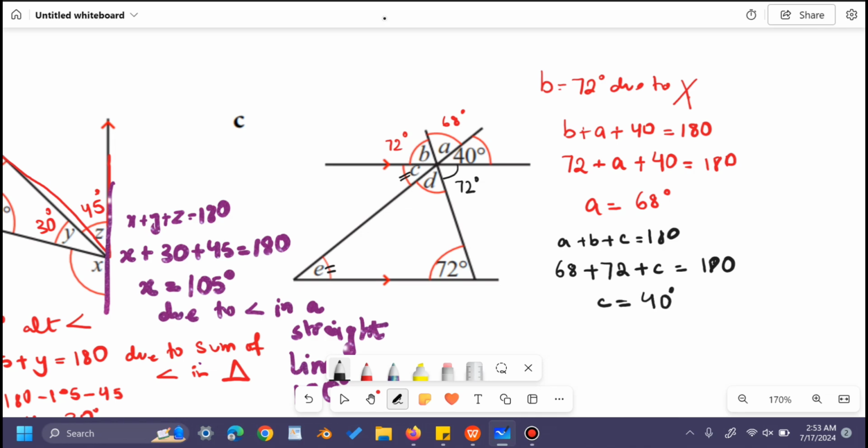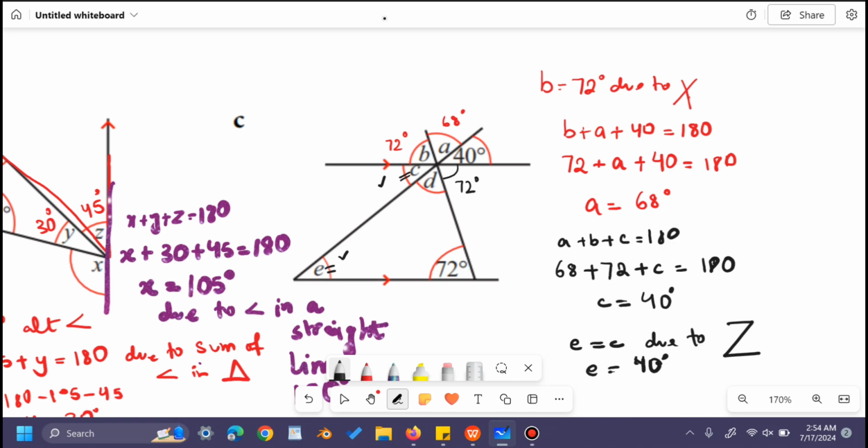And due to c, we got to know that e is also equal to c due to alternate angles. I'm going to write Z because Z basically represents alternate angles. So e is also going to be 40 degrees. Okay. Now we have found c, which is 40 degrees, e, which is 40 degrees. We just need to find d.